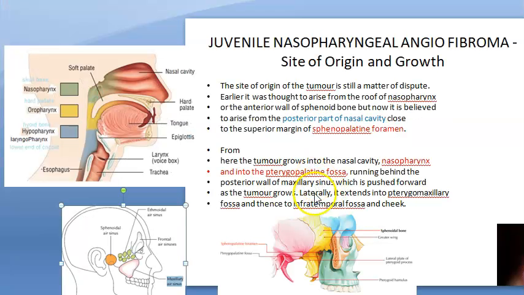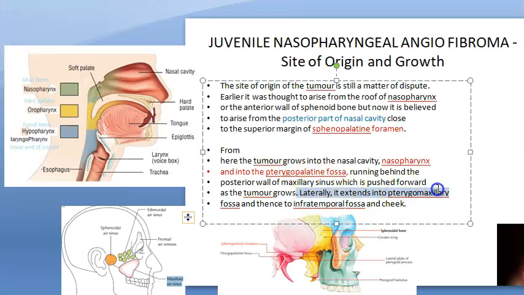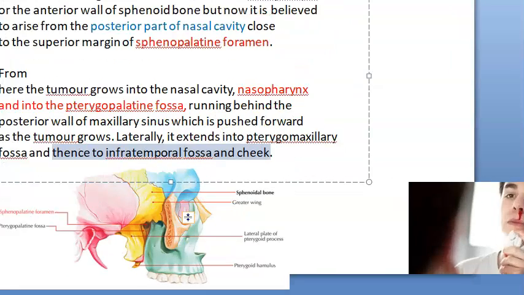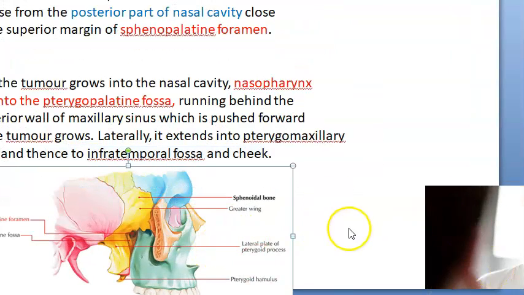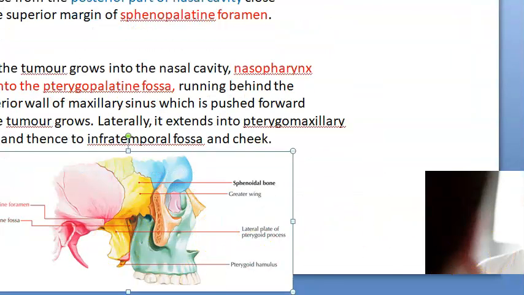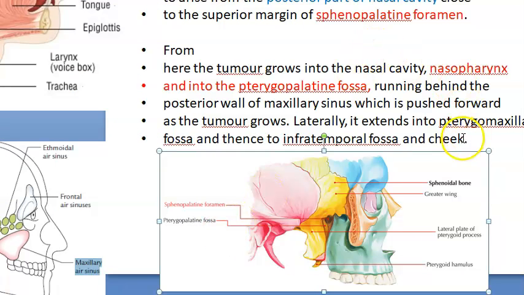angiofibroma. Laterally, it extends into the pterygomaxillary fossa. This is pterygomaxillary. This was pterygopalatine fossa. Now it is saying laterally it will go into the pterygomaxillary fossa, and hence to the infratemporal fossa, and then to the cheek. So laterally it will go. Laterally means, where did they say? Pterygomaxillary fossa. Where is this pterygomaxillary fossa?